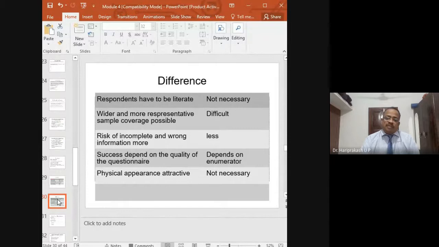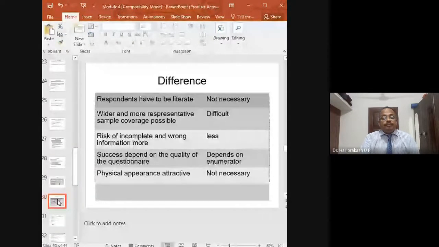Risk of incomplete and wrong information is more. As the questionnaire is sent through mail, chances are that the respondent may not be very serious in filling the questionnaire. He may give some wrong information if he wants to just finish the questionnaire and send it. He may not fully fill it also, chances are there. So if a questionnaire is not filled properly, then it has to be rejected by the researcher. That is a different thing. So chances of incomplete and wrong information is more in questionnaire, but whereas in schedule it is less, because a person is there. The enumerator is there. He will ensure that the data is filled properly.